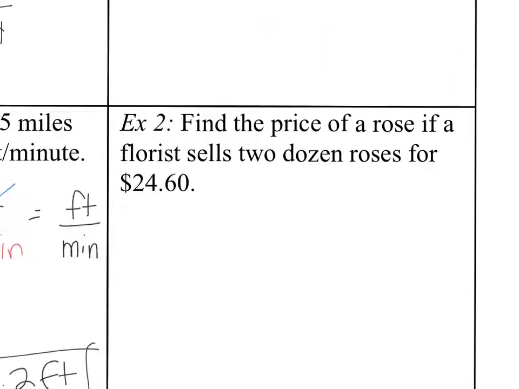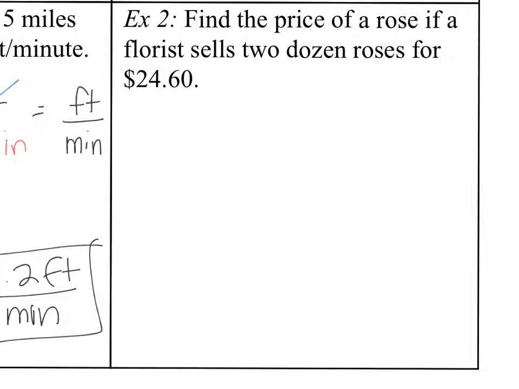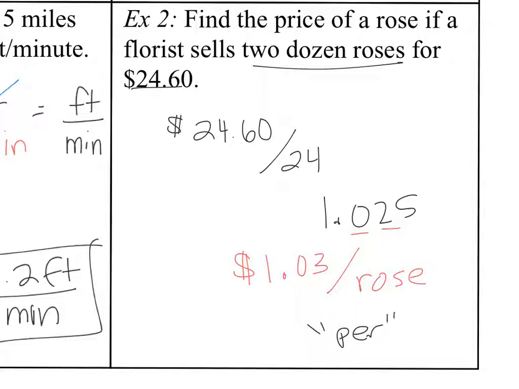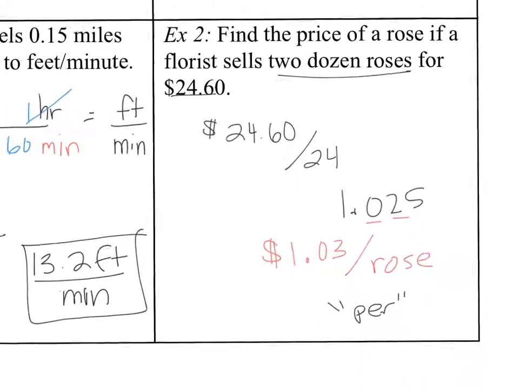Find the price of a rose if a florist sells 2 dozen roses for $24.60. So $24.60 is the cost, but it's 2 dozen, so that's going to be 24. So I'm going to take $24.60 and divide it by 24, and I get 1.025. So again, we're talking about money, so I want to round to two decimals right here. So it's going to be $1.03 per rose. You can either write out per, or you can use this backslash symbol or forward slash symbol for division.